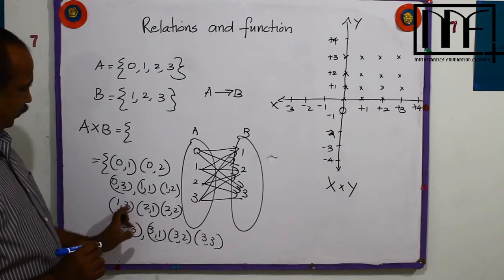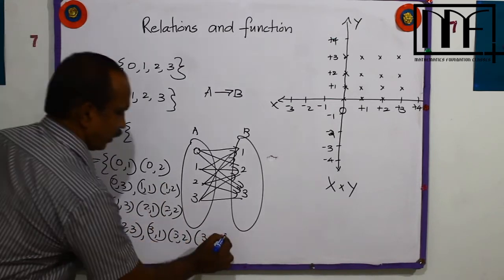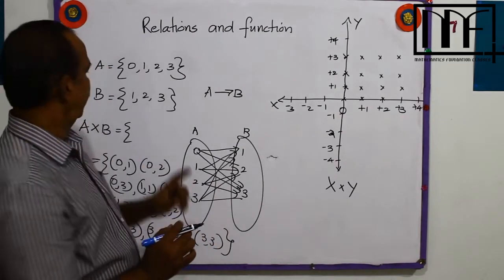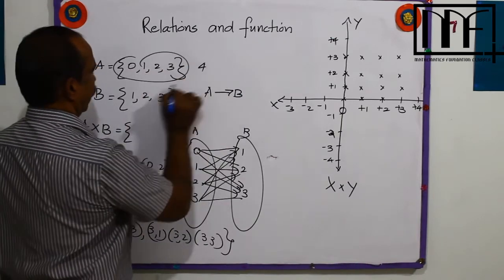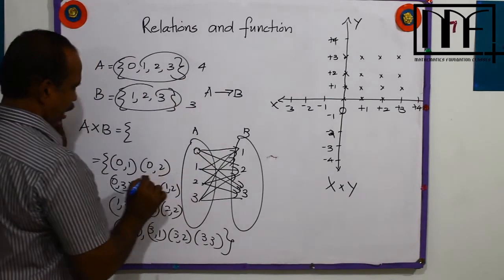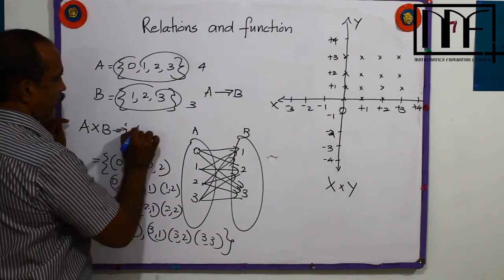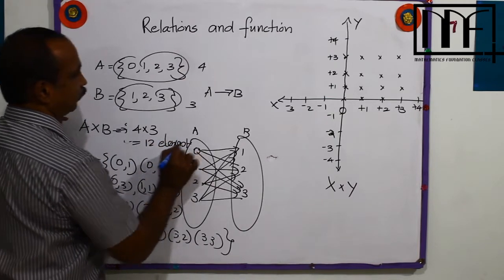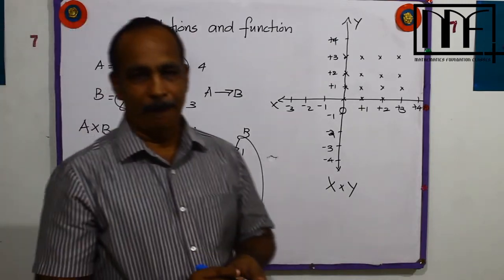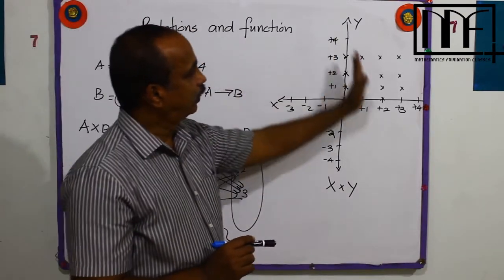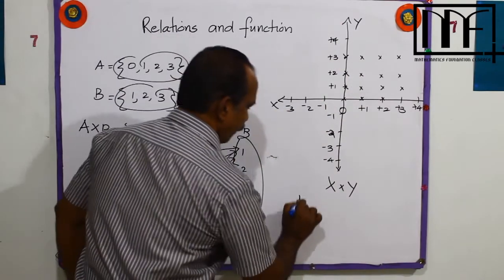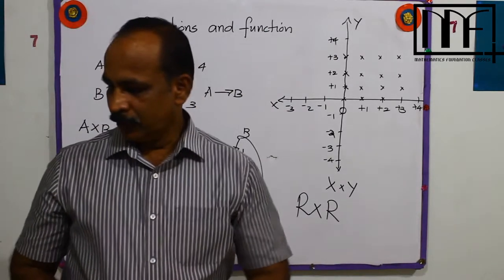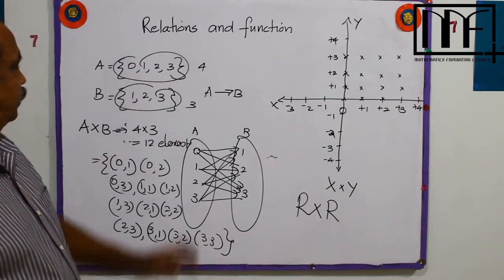Now all together there are 12 elements in this set A cross B. How can you find the total number of elements in A cross B? A has 4 elements and B has 3 elements. So the total number of elements in A cross B is 4 into 3, equal to 12. This is the cross product of the two sets A and B. And if it is in the real numbers, X cross Y will be a relation, the cross product R cross R, real numbers to real numbers. So this is about the relation between the two sets.